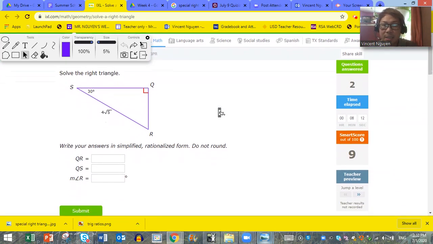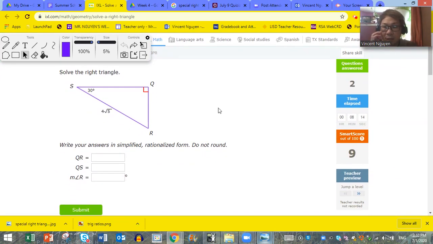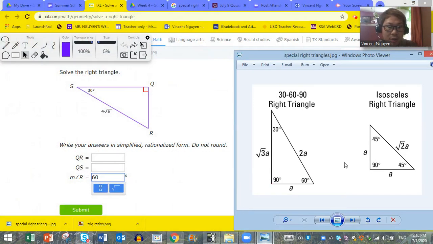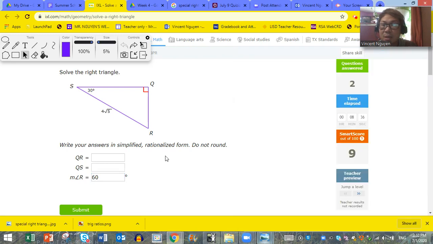All right, let's take a look at this one. This one we have 30 degrees, so that means the other angle has to be 60. So I'm going to type in 60 right here. And the hypotenuse is given to us. Now let's remind ourselves the 30-60 special right triangle is labeled: short leg is A, long leg is A root 3, and then the hypotenuse is 2A, right? So let's keep that in mind.